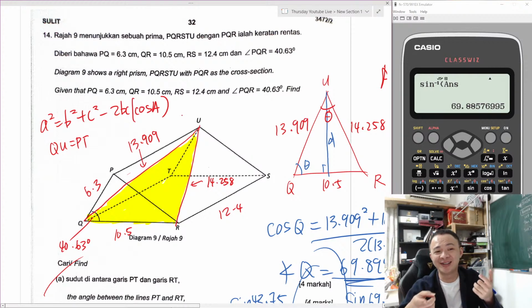Yeah, or like the student suggests, we can actually use the area to find the angle also. Yes, you can always do that as well.